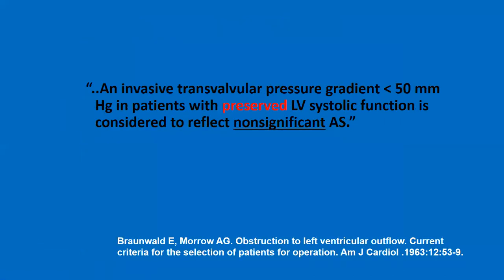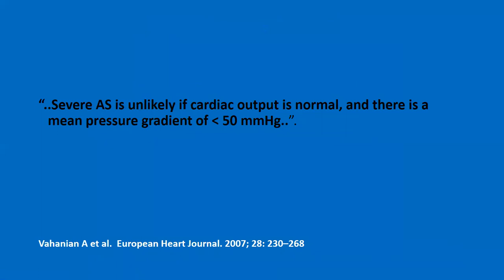So more than 50 years ago, Dr. Braunwald wrote that an invasive transvalvular pressure gradient less than 50 millimeter mercury in patients with preserved left ventricular systolic function is considered to reflect non-significant aortic stenosis. Ironically, more than 50 years afterwards, in 2007, Dr. Vahanian and his colleagues from Europe wrote that severe AS is unlikely if cardiac output is normal and there is a mean pressure gradient less than 50. So this is a category of normal flow, low gradient aortic stenosis with a reduced ejection fraction that can be severe.